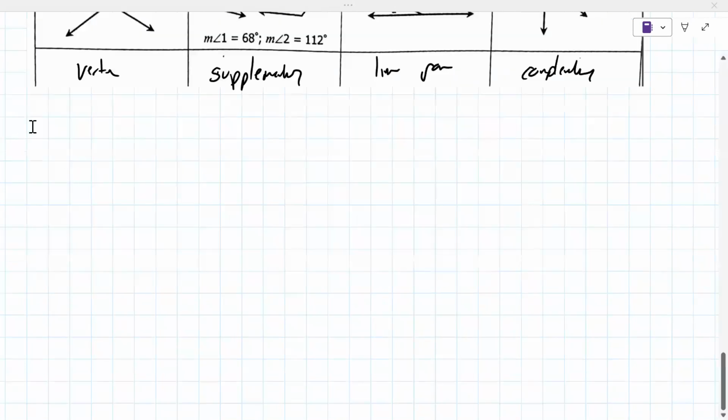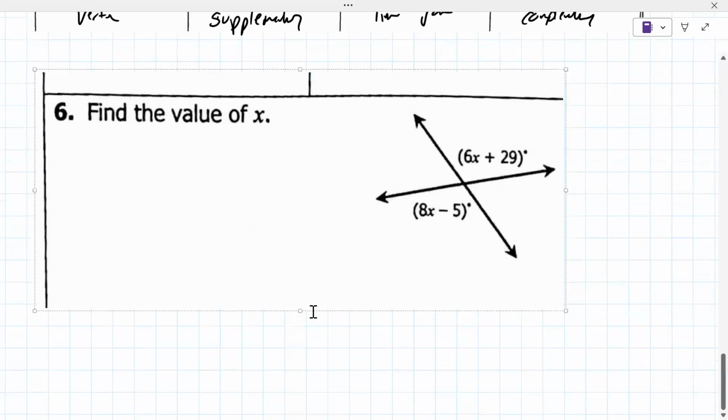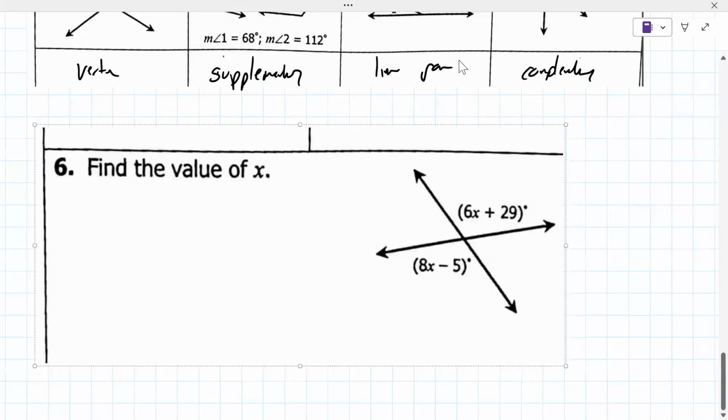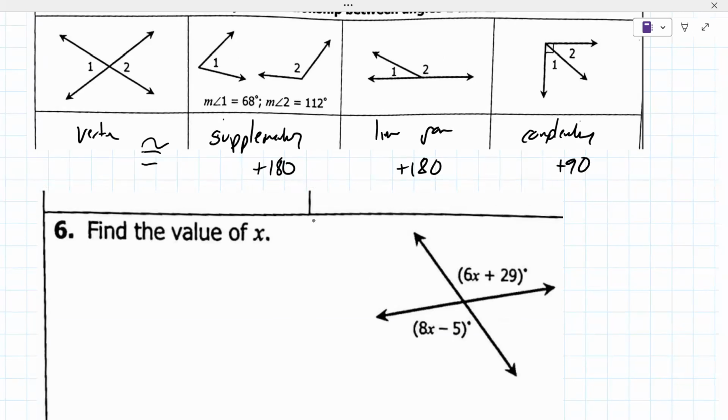So I guess the point is you're going to be able to use those in these equations. Which of these four is number six? Are these vertical angles, supplementary, linear pair, or complementary? Vertical. Yes. And these are congruent. Vertical angles are congruent, supplementary angles add to 180, and complementary angles add to 90. So these are congruent, so you have to set the two equations equal to each other.